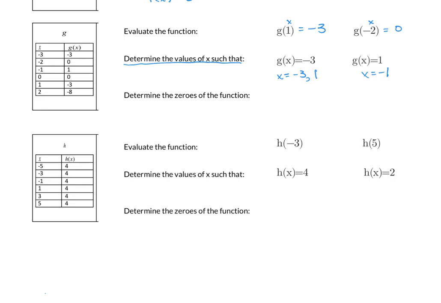All right, determine the zeros. Remember that determine the zeros means where is this thing equal to 0? So we're looking for 0 in our g of x column. So what do we get? We have a 0 here, x equals negative 2. We also have a 0 here. So we're going to have x equals 0.